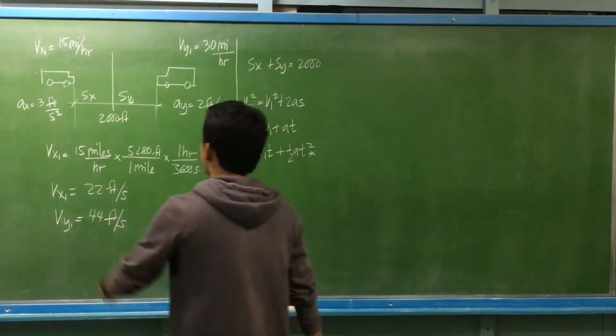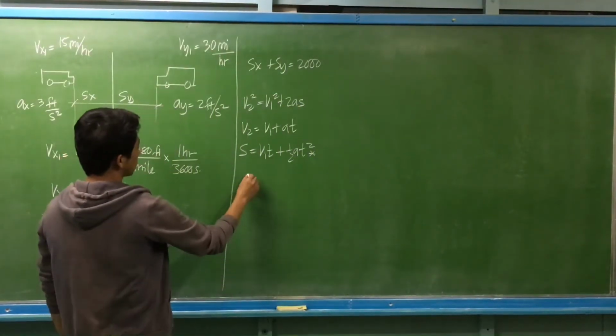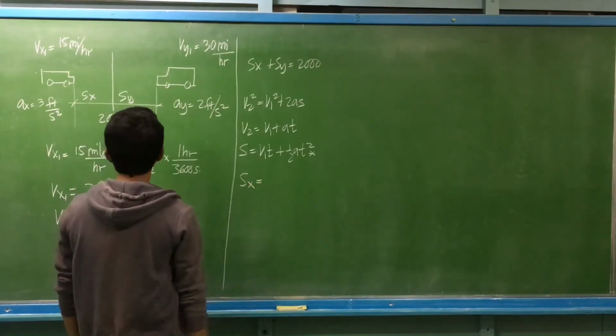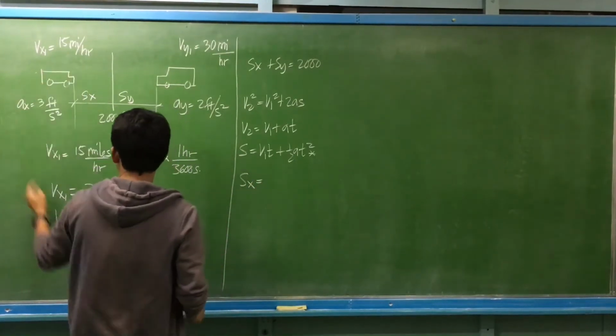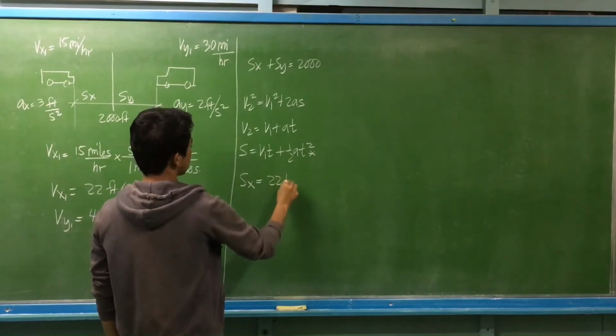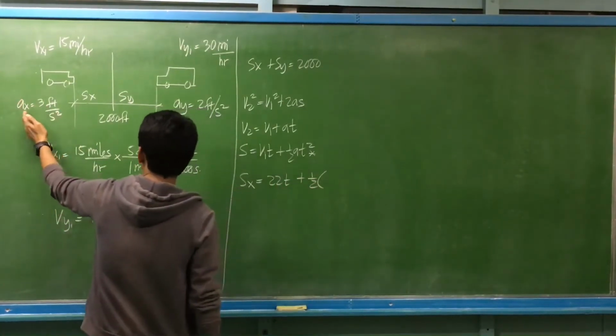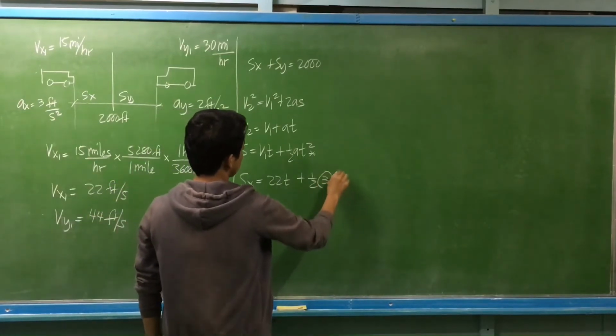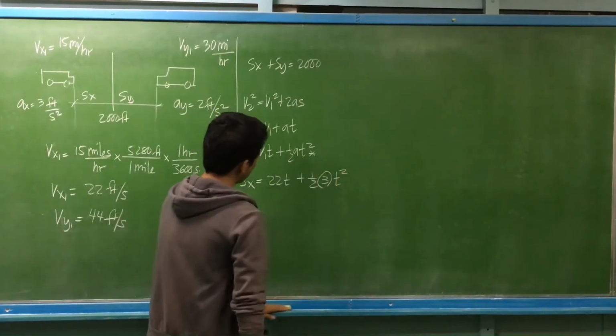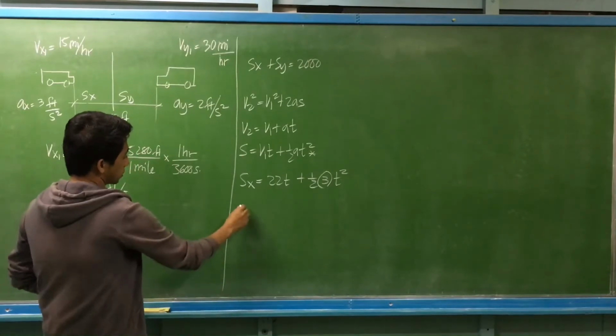Okay, so let's say for distance x, the distance x is equal to, what's the initial velocity of car x? We have 22 times the time plus 1/2 the acceleration of car x, which is 3, times the time squared. So that is the distance for car x.